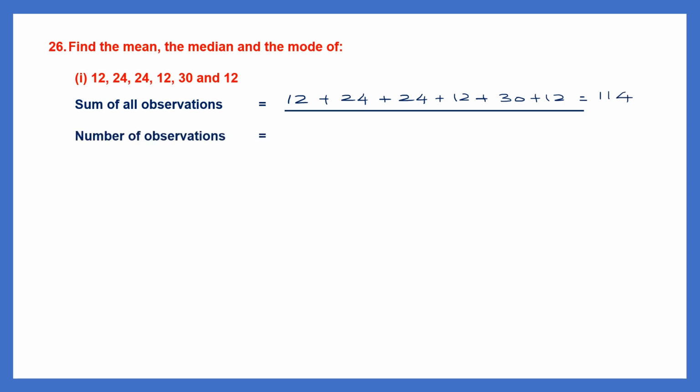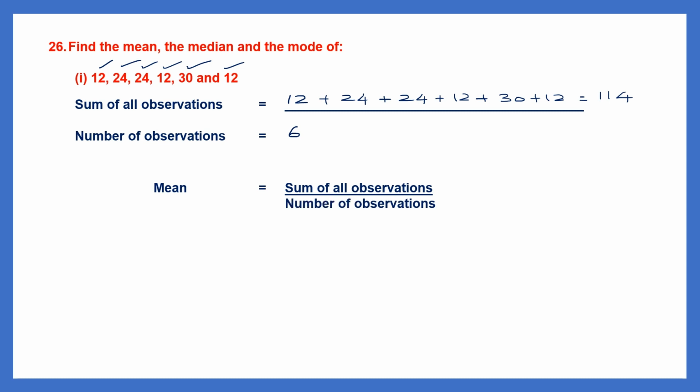So that's the first step. Second step is the number of observations. So let's count 1, 2, 3, 4, 5, 6. So the number of observations is 6. Now the formula to find the mean is the sum of all the observations divided by the number of observations. So 114 divided by 6. So let's do that division quickly. 6 ones are 6, minus, 11 minus 6 is 5. We have 54. 6 nines are 54. So minus, we've got our quotient. Our quotient is 19. So we have found the mean. The mean is 19. So this is the answer for this question.